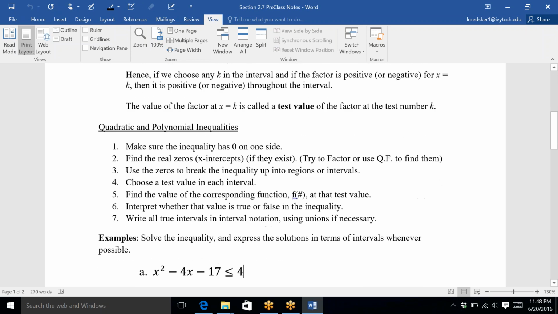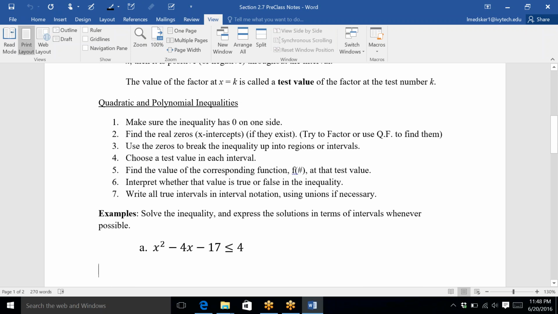So here are my rules for this. Make sure the inequality has 0 on one side. That makes everything easier. Find the real zeros. That means you try to factor, or if it doesn't factor, you might have to use the quadratic formula. Use the zeros to break the inequality up into regions or intervals. That's what I was talking about, but we're going to make a chart. You choose a test value in each interval.